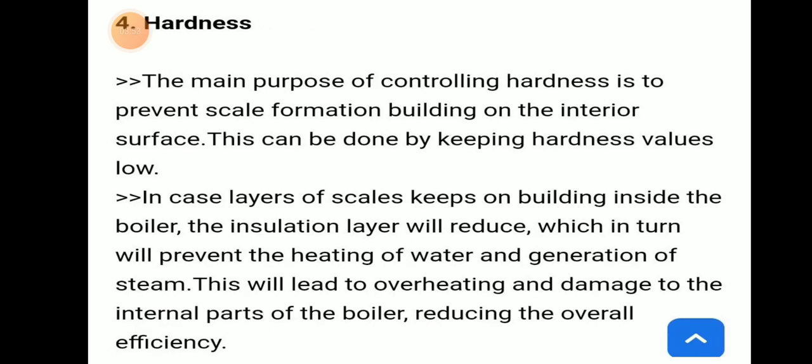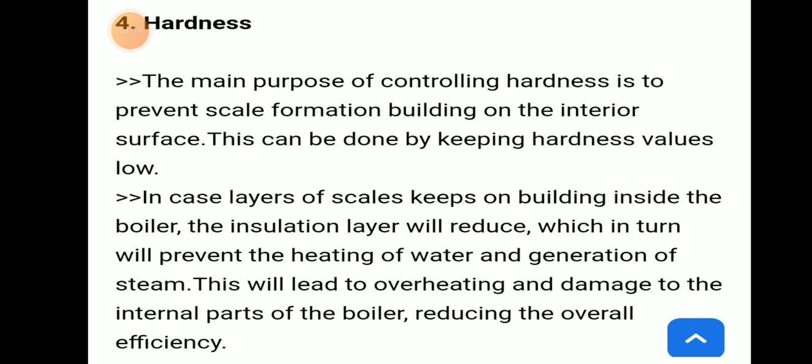Hardness. The main purpose of controlling hardness is to prevent scale formation building up on the interior surface. This can be done by keeping the hardness value very low.